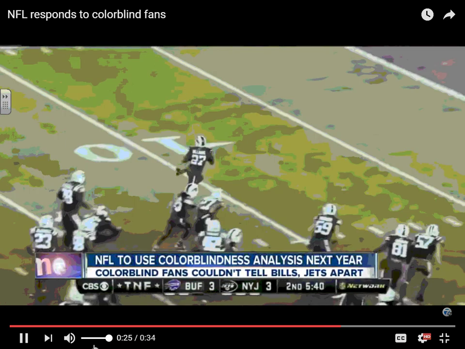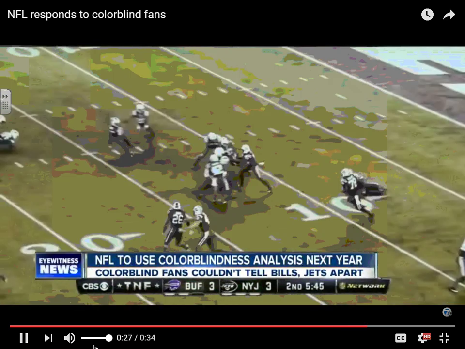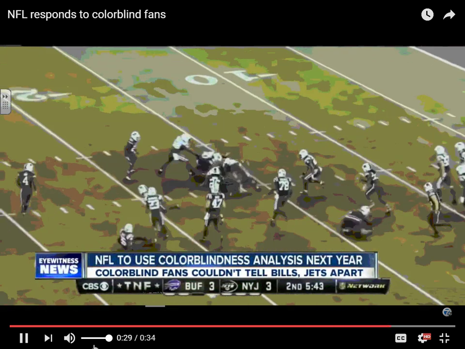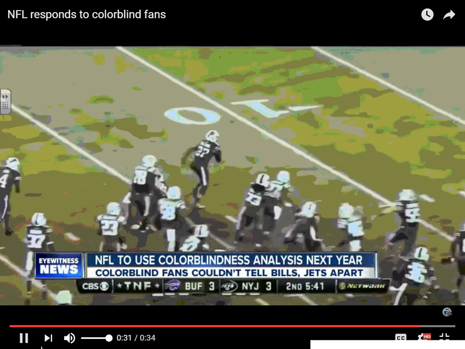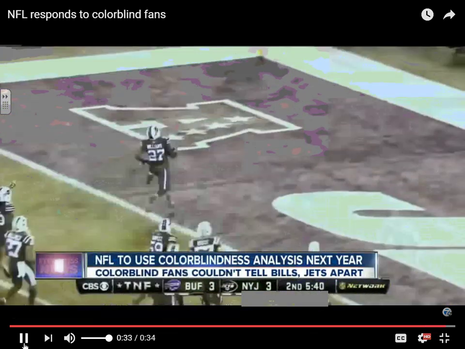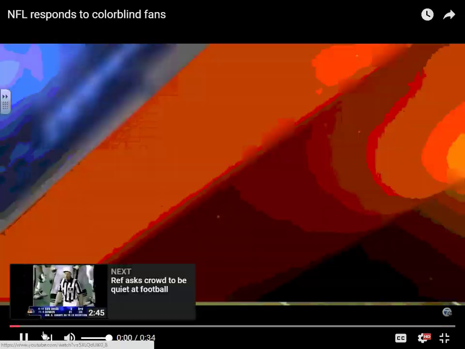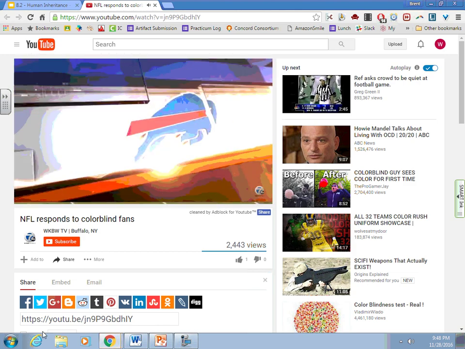Various studies have found that red-green color blindness is most prevalent and affects as many as 13 million Americans. Most of us saw a rush of color.